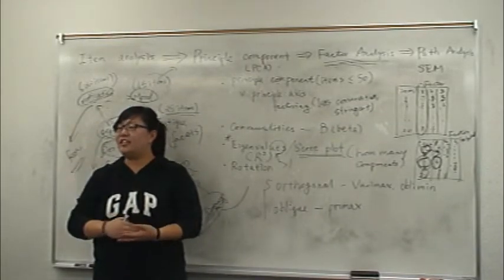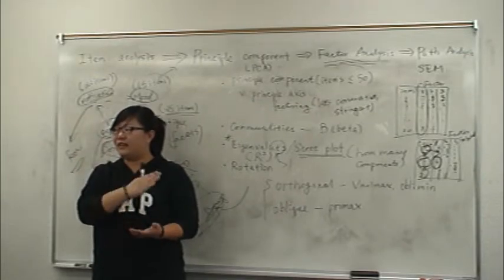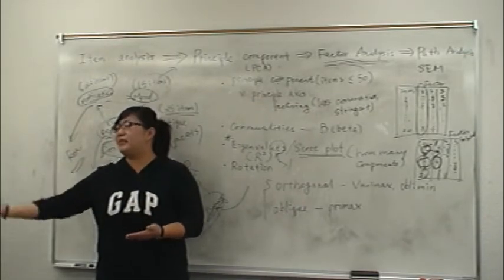Because they look at the correlations and then they find out the highest correlation of the item and the factor, and then they just distribute the item to that factor.